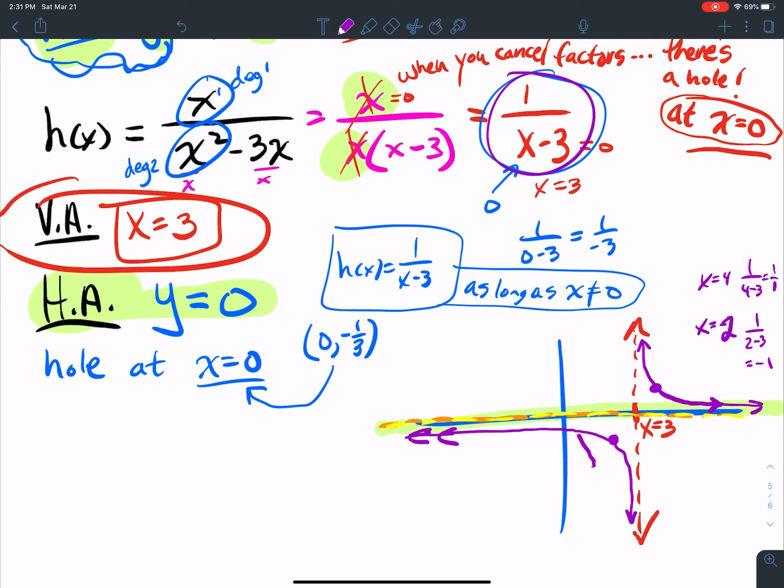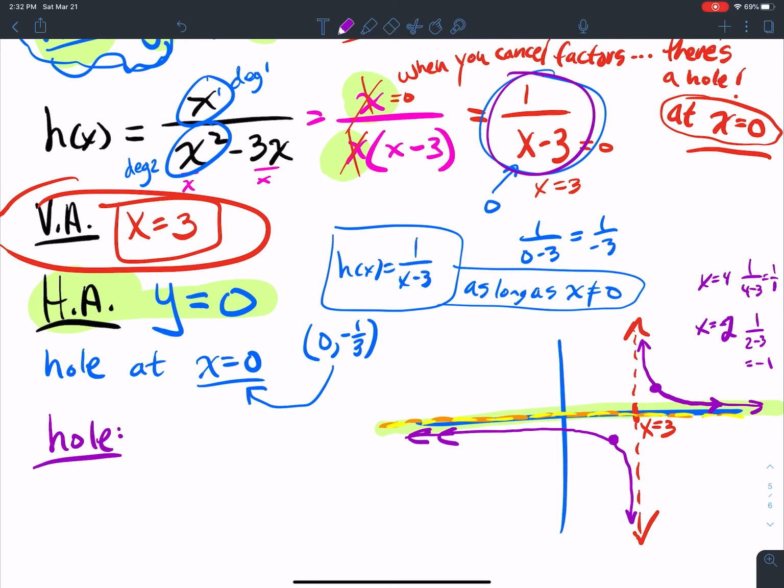Sometimes you'll have a scenario where it crosses the horizontal, it crosses back, it crosses, and then eventually it levels out like it's supposed to, okay? But with a vertical, a red light, we never run a red light. So we never cross verticals for rational functions, okay? But sometimes you might cross a horizontal asymptote. All right, so that's how that graph looks, except we have a hole.